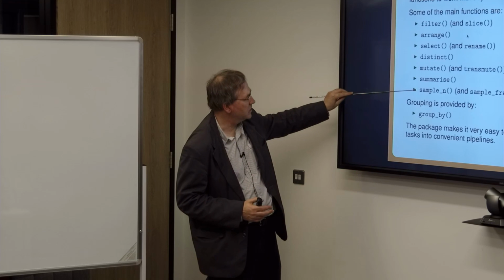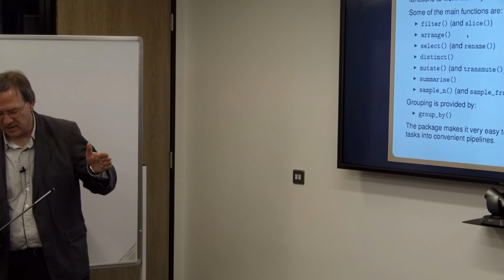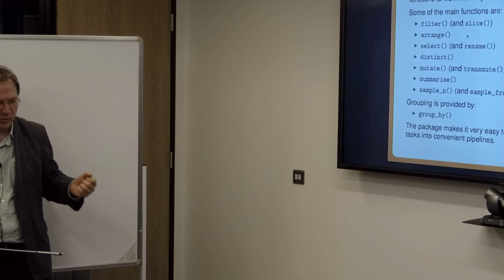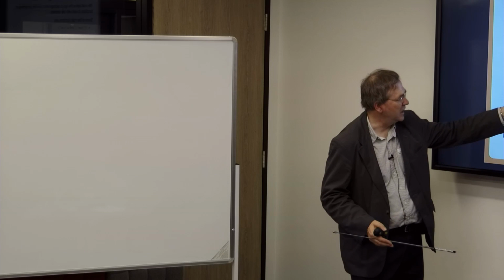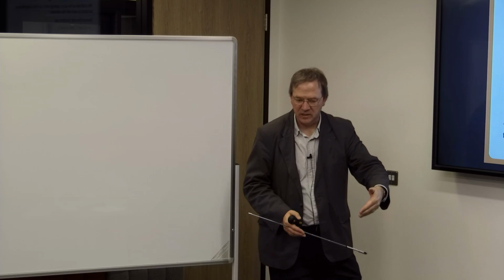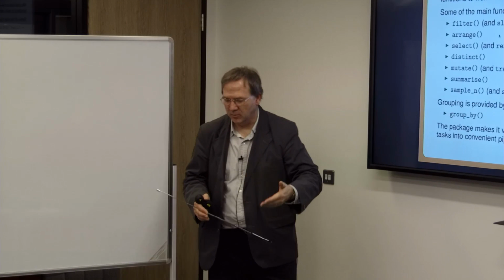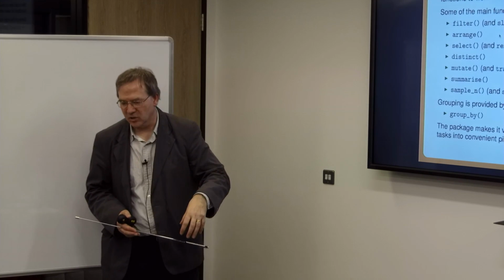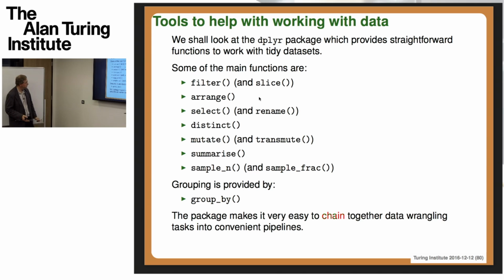And then one more here is just sample n. So the sample n will take a tidy data set and it will produce a random sample of, say, 10 observations if that is the argument to sample n. So n is sampling a fixed number. So I want to have a random sample of size 10, for instance. Similarly, sample frac produces a random sample where you specify not the number but the fraction. So if you want a random sample of 10% of the observations, you can do that with sample frac. So those are the sort of main actions you can do with the DPLYR package.